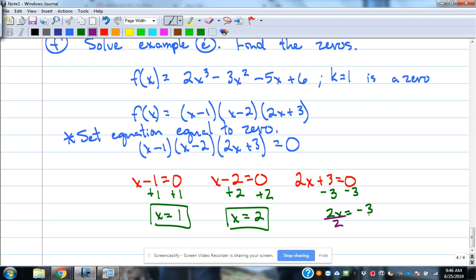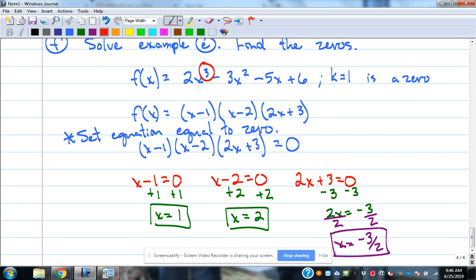Divide by 2. x equals negative 3/2. We had 3 solutions to that problem. What was the highest power on the original problem? It was 3. The highest exponent was 3. We found 3 answers. That goes together. Whatever your degree is, that's how many answers you should be finding.